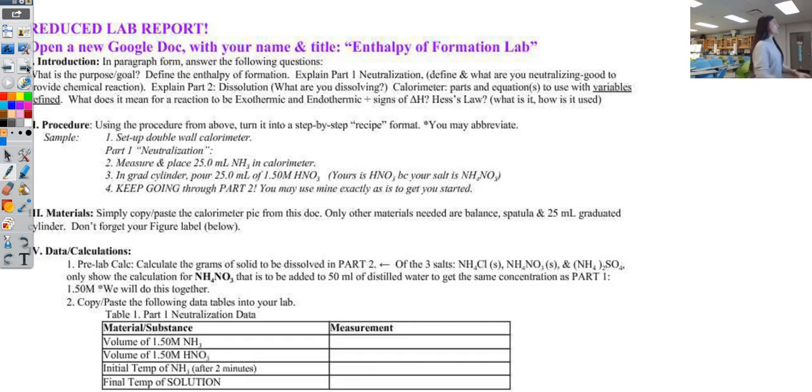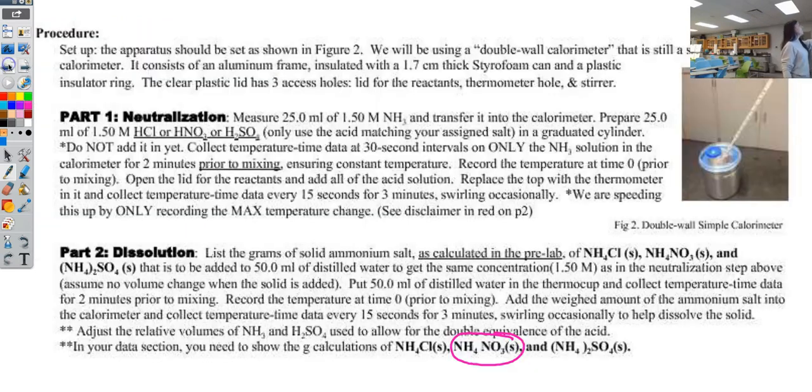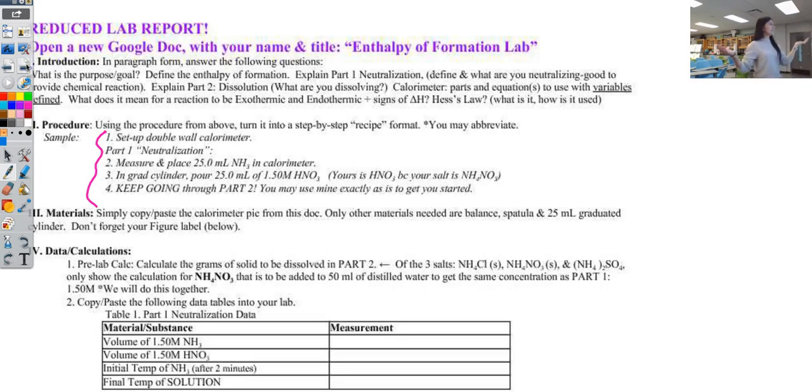Okay, so the procedure. I started a sample, and again, you can just copy and paste this part and then continue on if you want. I'm allowing you to use this part because we're kind of doing this together. If you go back to the procedure, number one, yes, it's like a full paragraph, but I just said set up the calorimeter. As easy as that, right? So set up your double wall calorimeter.